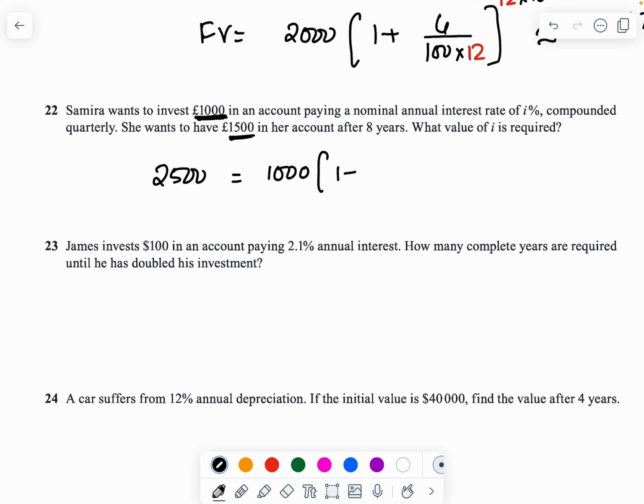Equals how much she is investing? 1,000. 1 plus I, we don't know, whatever is the rate of the interest, I divided by 100. Is it monthly? No, it is quarterly. If it is quarterly, what should I be doing? How many quarters are there in a year? 4 quarters will be there. Then 4 times. And how many years was there? 8. You can use your calculator to get the value of I as 5.10%. Use the TVM package in the calculator, you should be able to get the I value as 5.10.